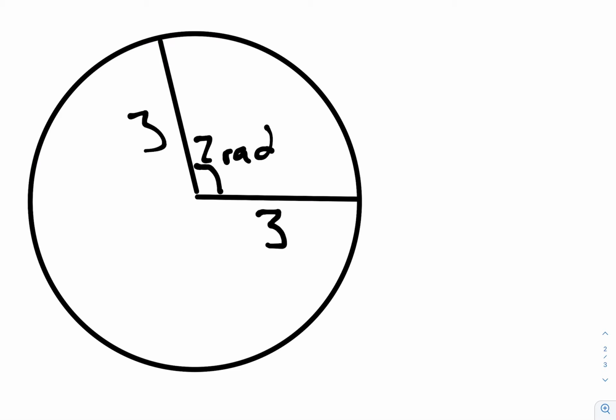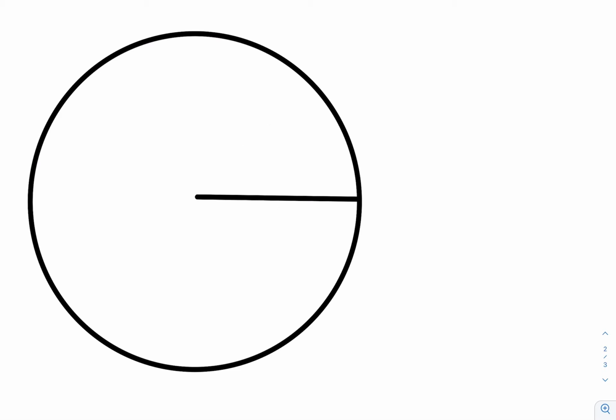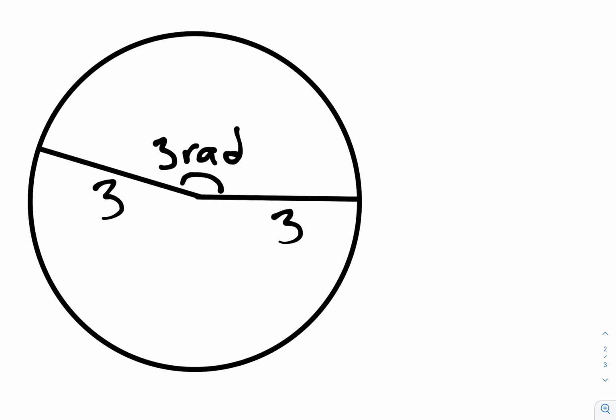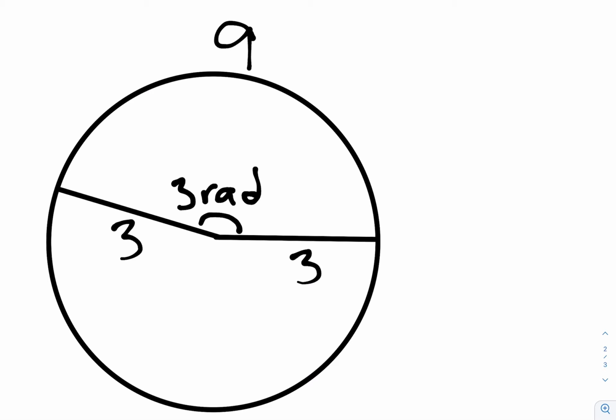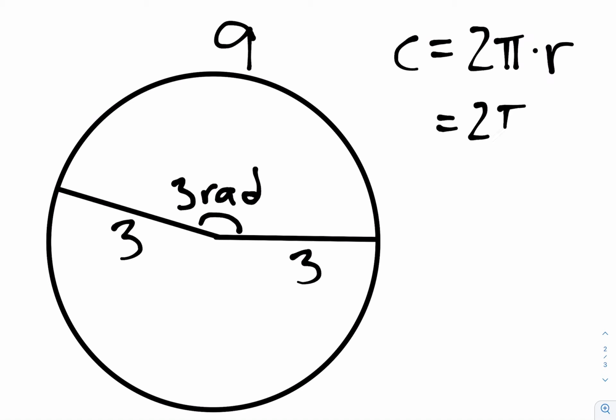It's the same idea if we had, I don't know, 3 radians. If this was 3 radians, so it's just under pi radians, then we would get a subtended arc length of 9. So the circumference of this circle is really 2 pi times the radius. So 2 pi times r, which is 3, so this is 6 pi. Well, 6 pi, if we put that in our calculator, is approximately 18.85.